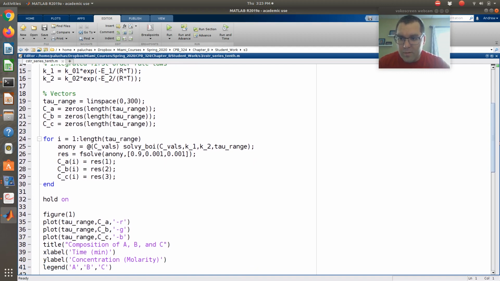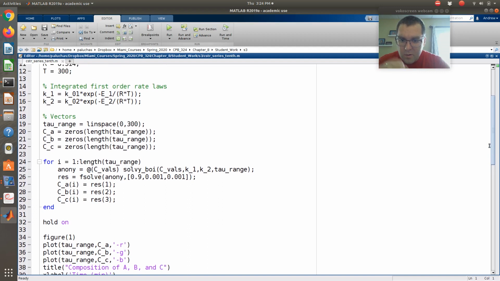Create a vector of tau values. Collection vectors for CA, CB, and CC. Loop over tau. Create an anonymous function so that the only input is cvals. And so then here's my general error function, which will pass K1, K2, and tau range.